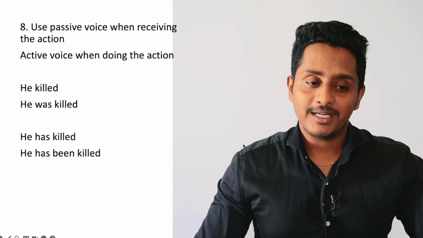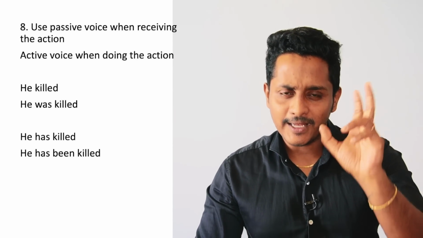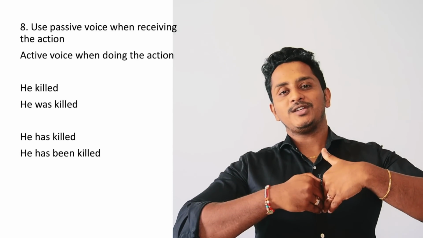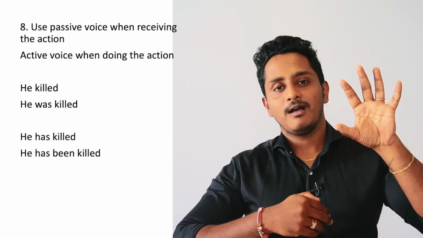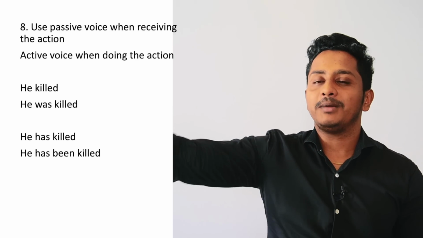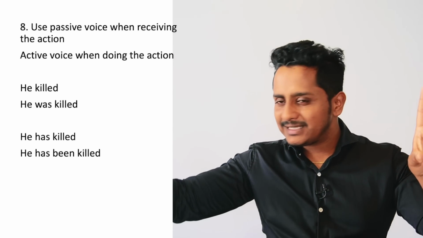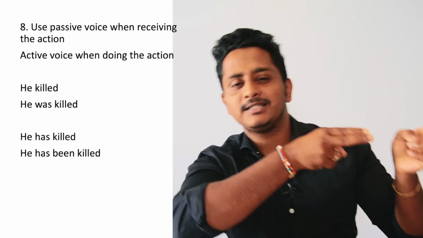Now the new rule number 8, use passive voice. This is a little tricky. When receiving the action, he was killed by someone. He was killed. That means this person here, he is killing.